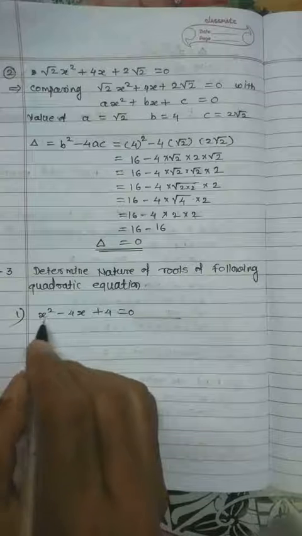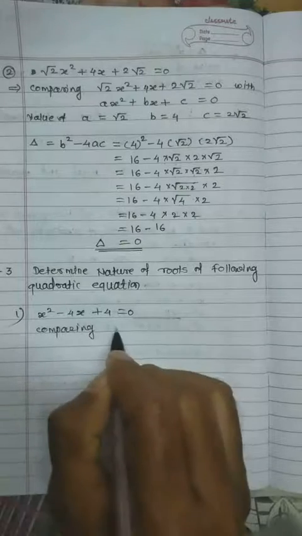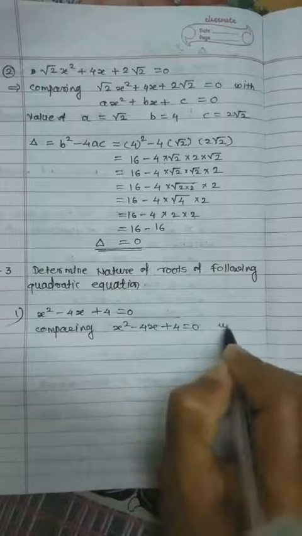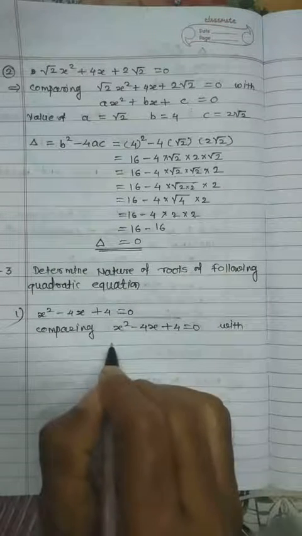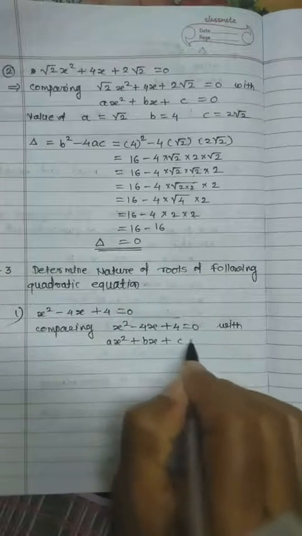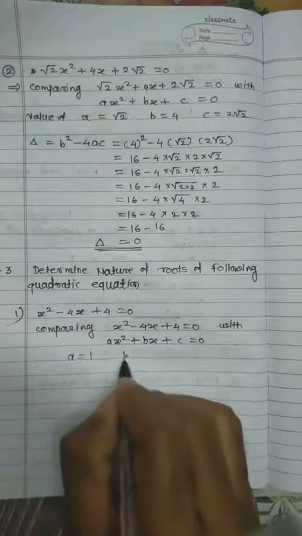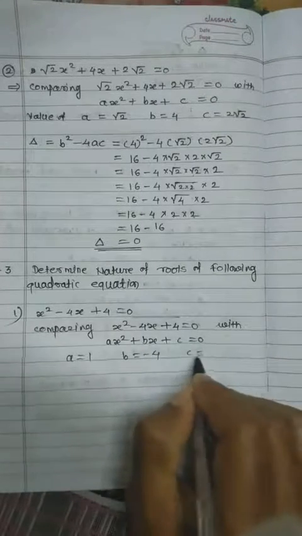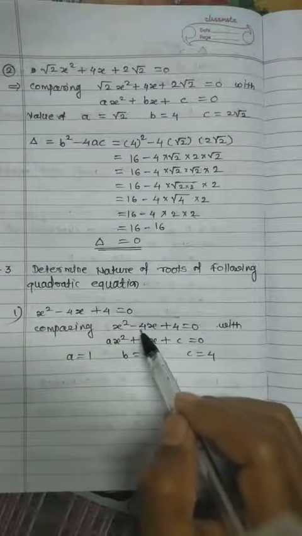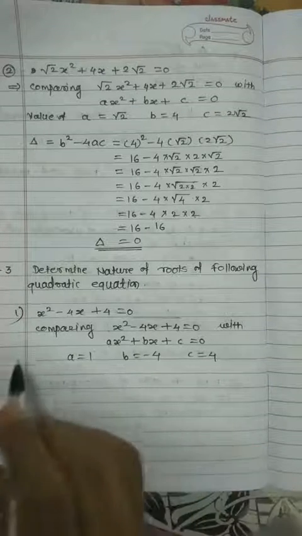So listen here, comparing this x square minus 4x plus 4 is equal to 0 with ax square plus bx plus c is equal to 0, the value of a is equal to 1, the value of b is equal to minus 4, and the value of c is equal to 4. Here the value of a is 1, the value of b is this minus 4, and the value of c is 4. Hence these three values are right here.